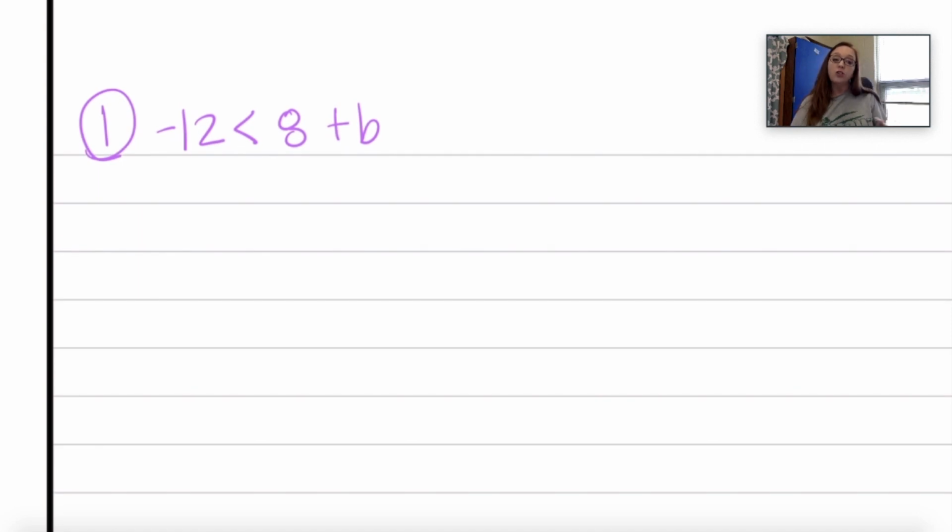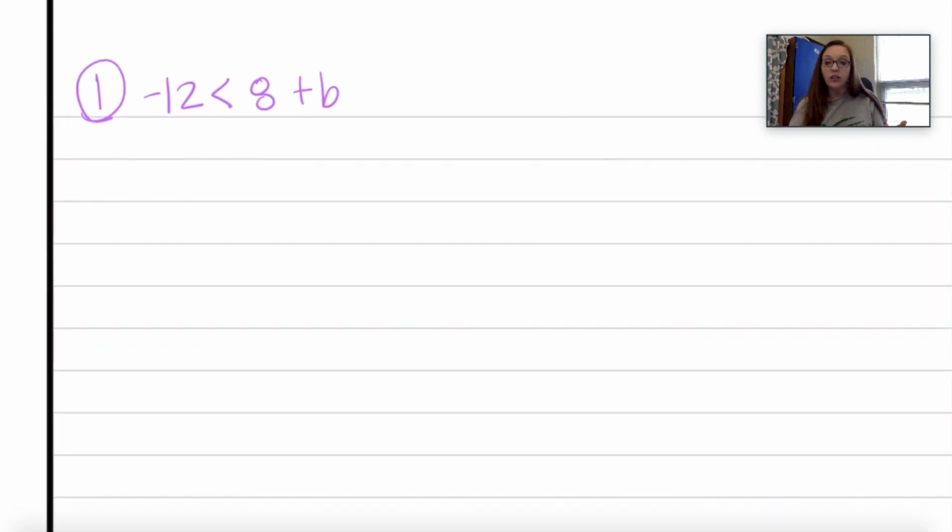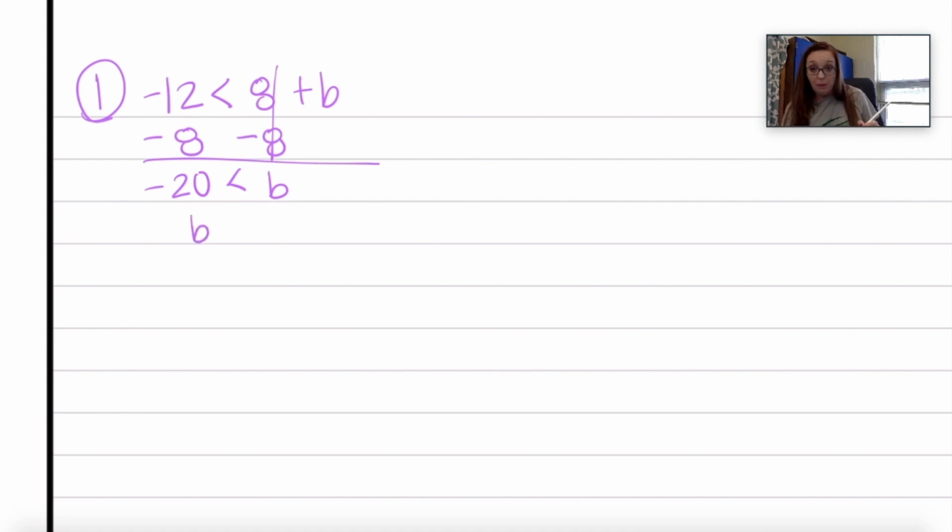Okay, so you're going to start off solving an inequality the same way that you would solve an equation. So the first thing I would do here is subtract 8 on both sides. So negative 12 minus 8 is going to give me negative 20 is less than b. Now, in an equation, if it said negative 20 equals b, we would leave it like that and be done. But it's harder to understand what this actually means when the variable is on the right side. So we're going to rewrite it so that the variable is on the left. So that is going to be the same as b is greater than negative 20.